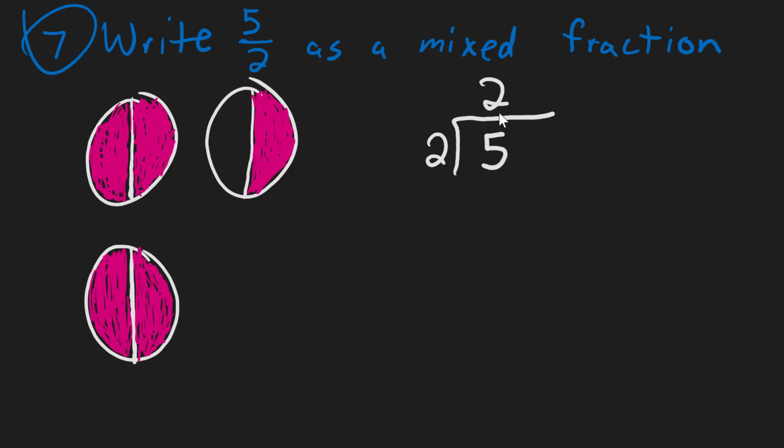And so we just continue with our long division problem. 2 times 2 is 4. And so we can subtract 5 minus 4, which is 1. And how many times does 2 go into 1? Well, it doesn't. And so 1/2 becomes our remainder, and that is how we convert 5/2 into 2 and 1/2. 2 and 1/2 is our mixed fraction.